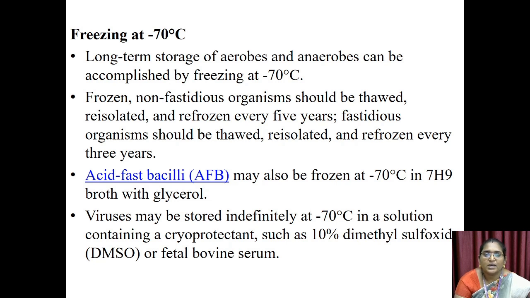Frozen non-fastidious organisms should be thawed, re-isolated and refrozen every 5 years. Fastidious organisms should be thawed, re-isolated and refrozen every 3 years. Acid fast bacilli may also be frozen at minus 70 degrees Celsius in 7H9 broth with glycerol. Viruses may be stored indefinitely at minus 70 degrees Celsius in a solution containing a cryoprotectant such as 10% dimethyl sulfoxide, that is DMSO, or fetal bovine serum.